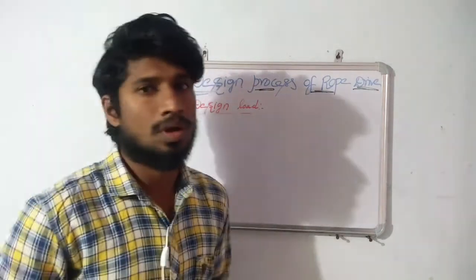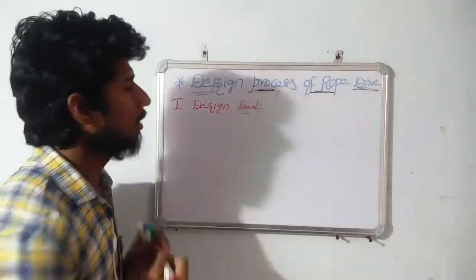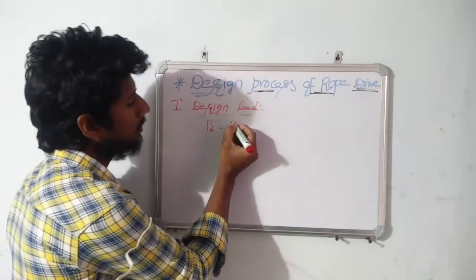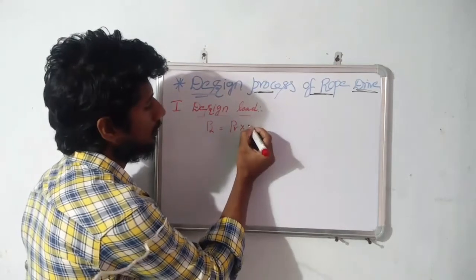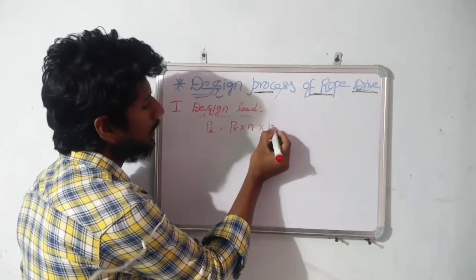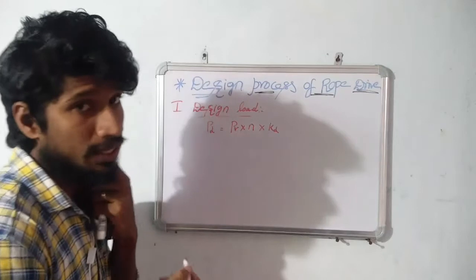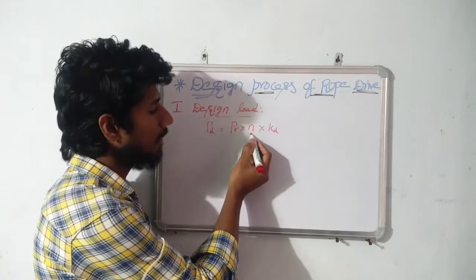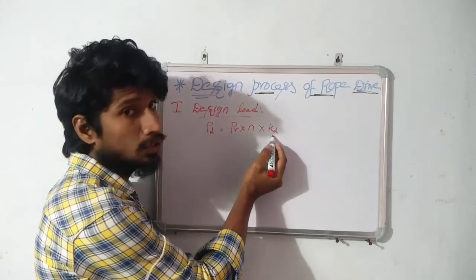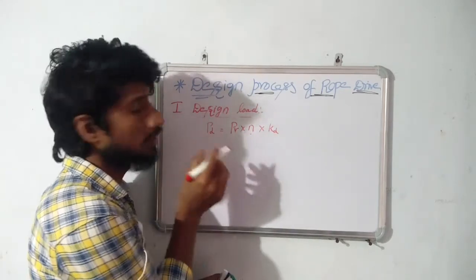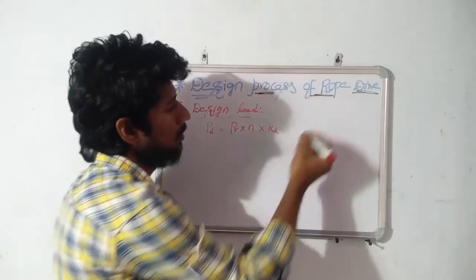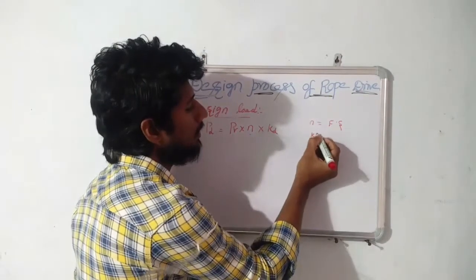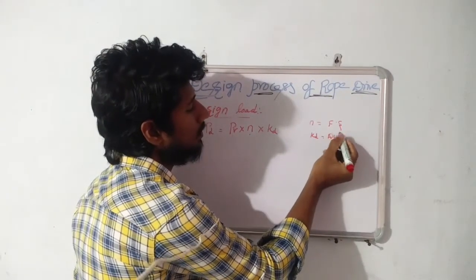Design load. How are we going to find out the design load? The design load is denoted by P suffix D, which is equal to P_R in N into K_D. That means the design load is nothing but the product of the specified load, the factor of safety, and the duty factor. The three product is called design load. N is the factor of safety and K_D is the duty factor here.